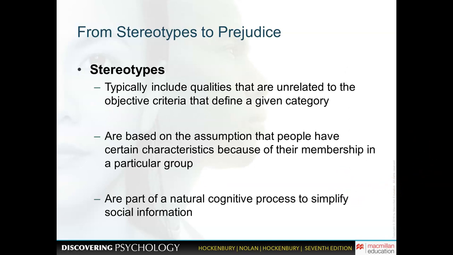So also certain stereotypes can lead to prejudice as well, holding on to certain stereotypes. Stereotypes, you can see here, I put, typically include qualities that are unrelated to the objective criteria that define a given category. Basically a cluster of characteristics associated with all members of a specific group of people. That's another way of looking at stereotype. And another way to look at it is when we're a member of one group, and we hold certain beliefs about members of another group.